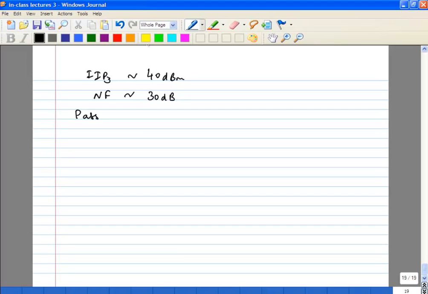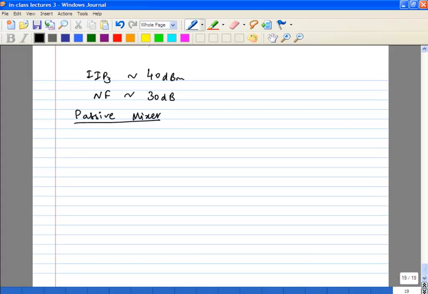Next, we'll look at another mixer structure called the passive mixer. Okay. What have we done so far? No, noise figure is always in dB. Yes, it is a very high value.